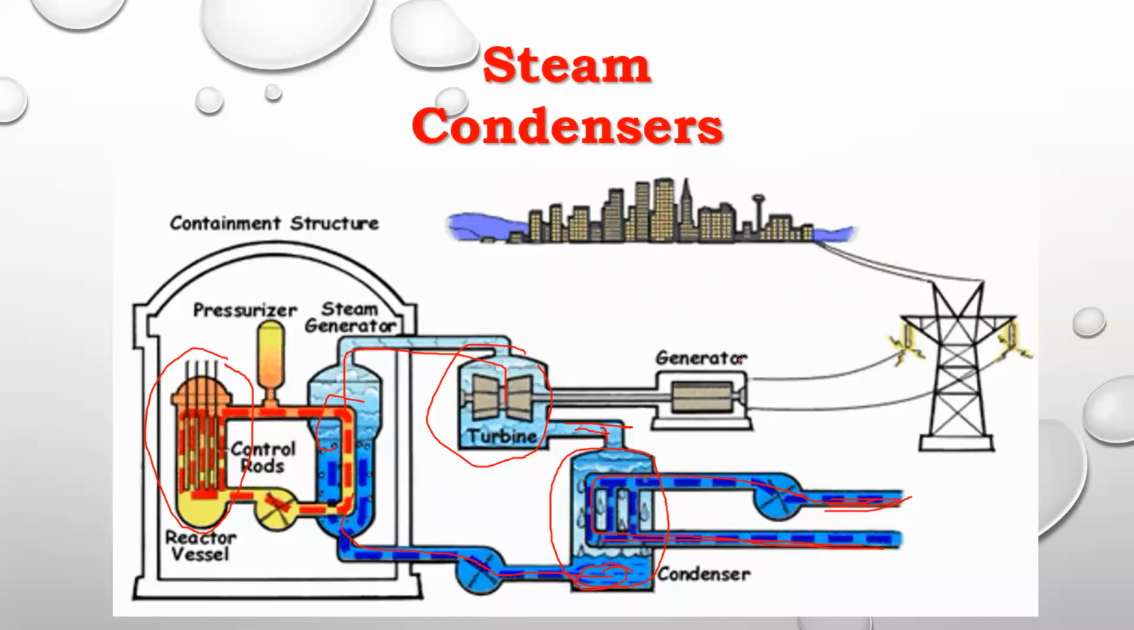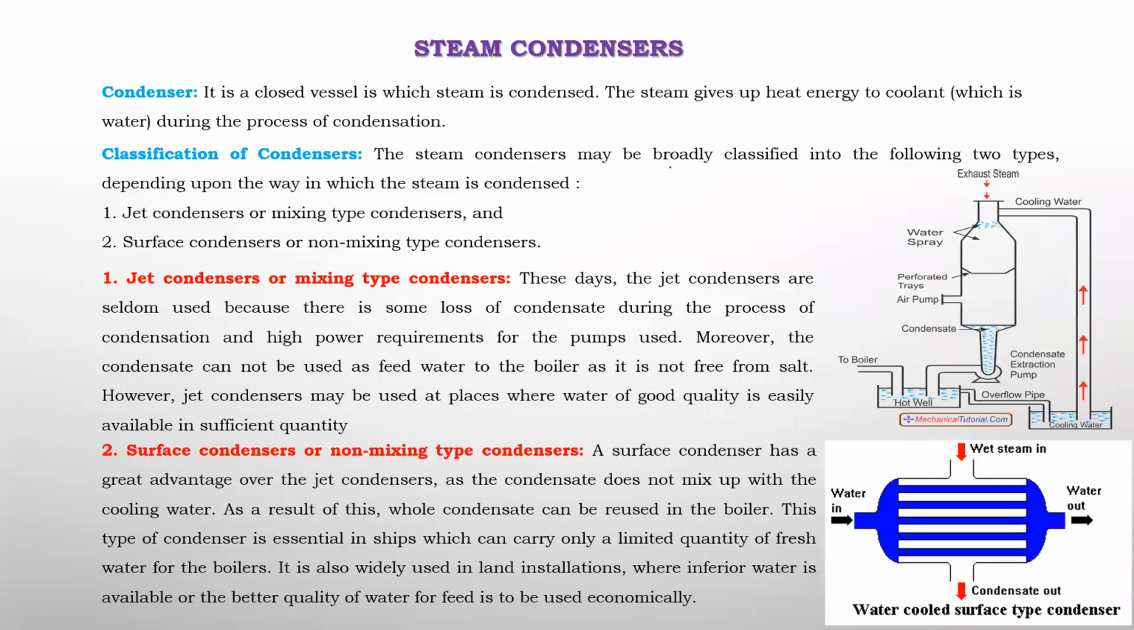If you observe next, what is meant by a steam condenser? You can see this is nothing but a condenser. A condenser is a closed vessel in which steam is condensed. The steam gives up heat to the coolant. Coolant is nothing but the water which comes from the cooling tower, right? During this process, the steam gets condensed, under the process of condensation.